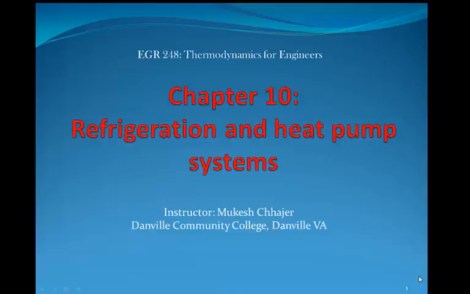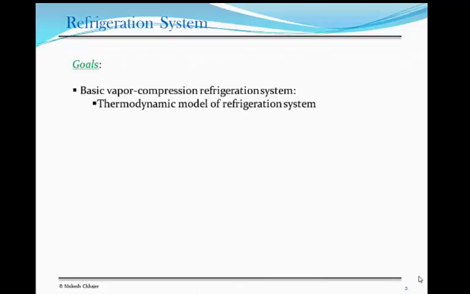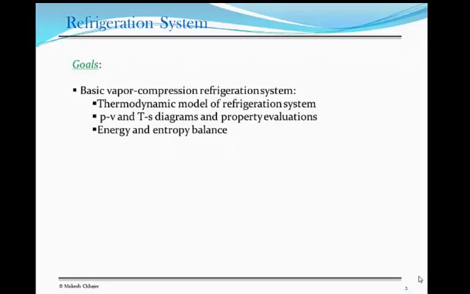So in the previous chapter we looked at the gas power system. Now we are going to look at refrigeration and heat pump systems. In this case our goal would be to look at the basic vapor compression cycle for refrigeration systems. We are going to look at the basic thermodynamic model, PV and TS diagrams and property evaluation, then look at the energy balance and entropy balance, and then coefficient of performance.